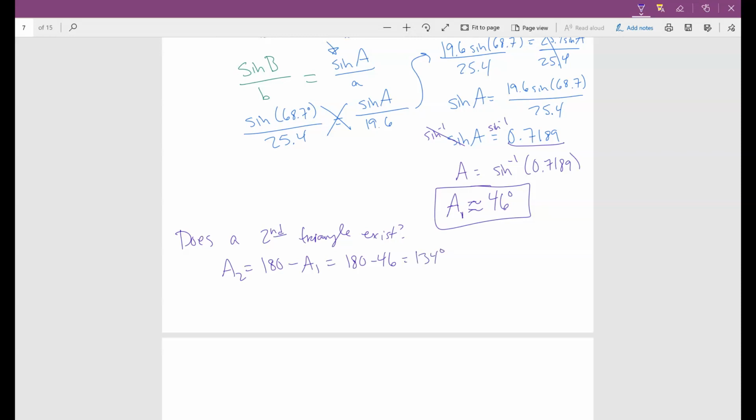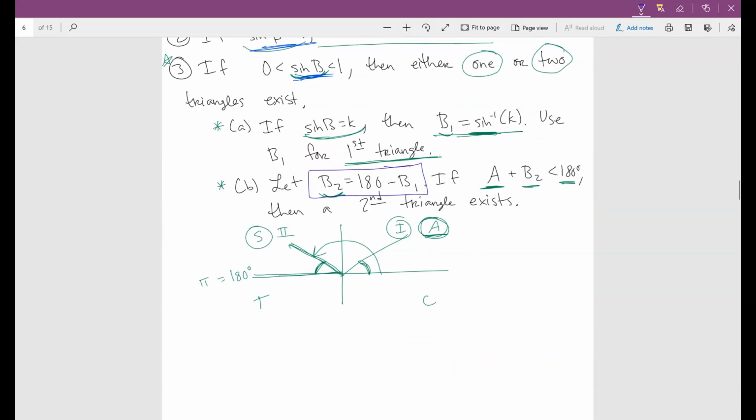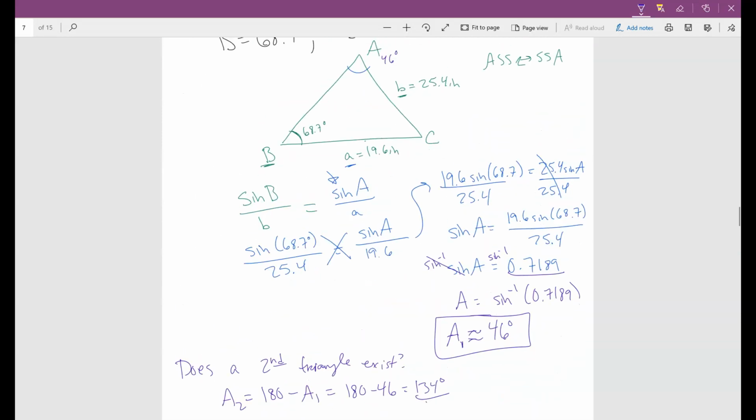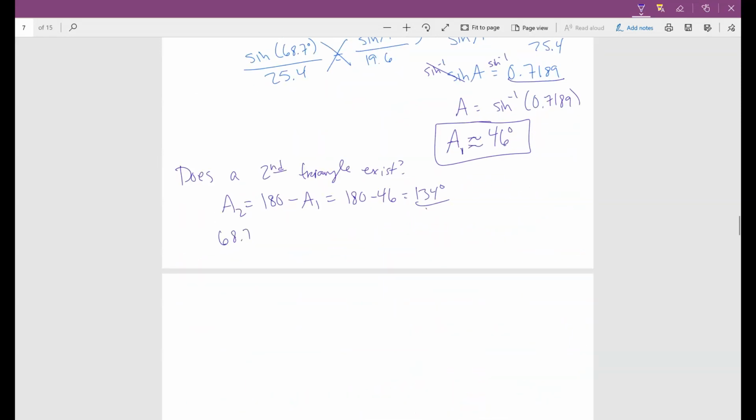Okay, so I got an angle. Now, how do I know whether this is going to exist or not? So what am I going to do with this A2? Let's go back. I'm going to take A2 and add it to the original angle. So what was my original angle? The original angle that they gave me was 68.7. So I'm going to take the 68.7 degrees and add it to this 134 degrees. So 68.7 plus 134 gives me 202.7. This number exceeds 180. So does a second triangle exist? No. Only one triangle.